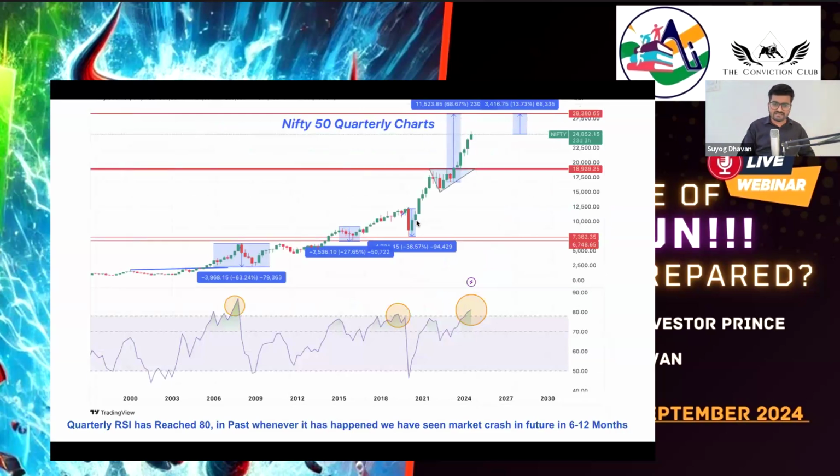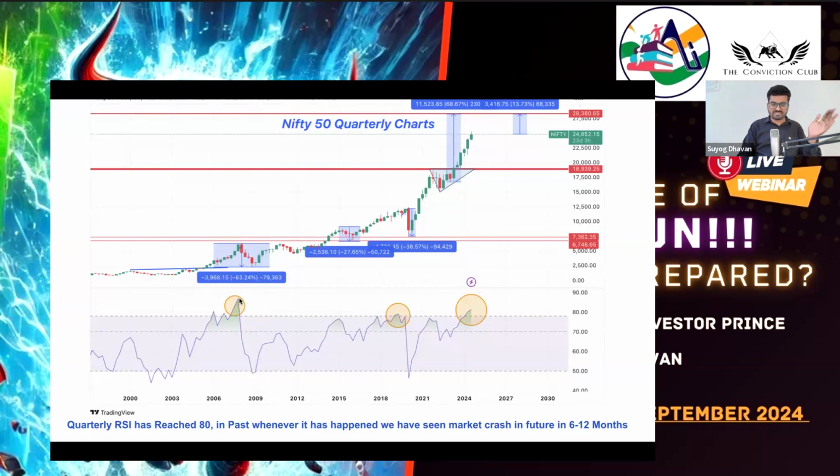I think even if we look at the quarterly charts of Nifty, this is the Nifty 50 quarterly chart. This is from 1999. This is the RSI, Relative Strength Index, of the quarterly chart of Nifty. One candle is equal to 1 quarter. What we have seen is that whenever RSI has crossed above 80, at some point, maybe a few months later, we have seen a big fall in markets.